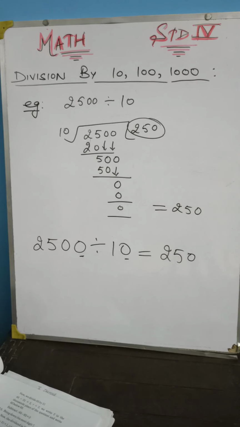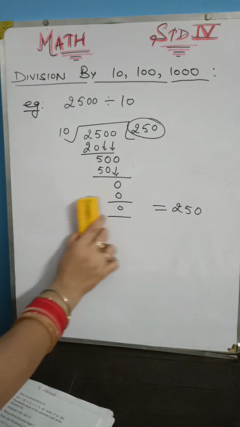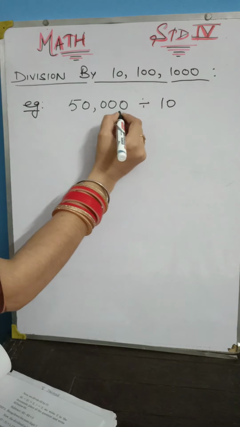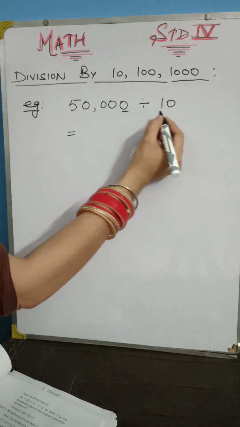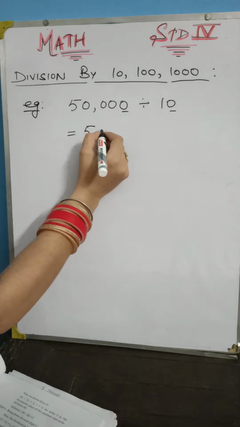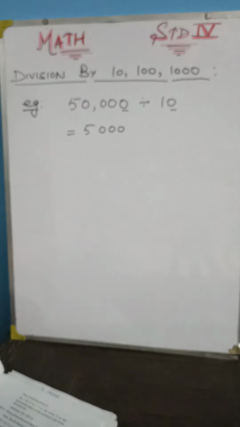Let's take another example. Take 50,000 divided by 10. So your answer will be 1 0 and this 1 0 will be cancelled out. What is left? 5, 1, 2, 3. 3 zeros are there. 5,000 is answer. So no need to do the complete division, the full division. You need no need to show that. This is a shortcut way.